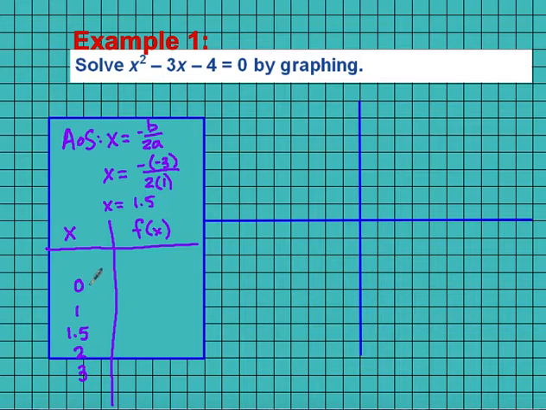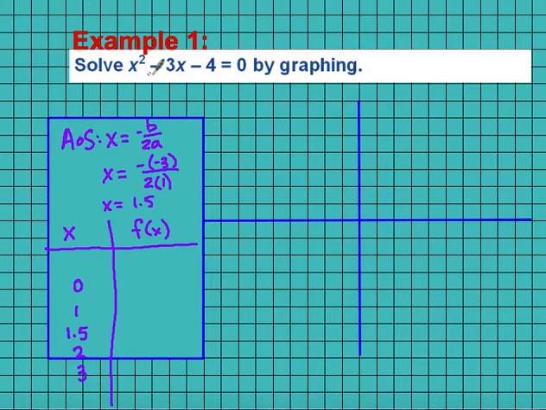I'm going to take a second and plug these values into that original function. And when I go to graph, if I haven't crossed the x-axis, then I'm going to continue to pick more x values. So here we go. When I plug 0 in, that gives me my y-intercept of negative 4. When I plug 1 in, that gives me negative 6. And if I'm going too fast, go ahead and pause the video and calculate those out. And then pick up where we left off.